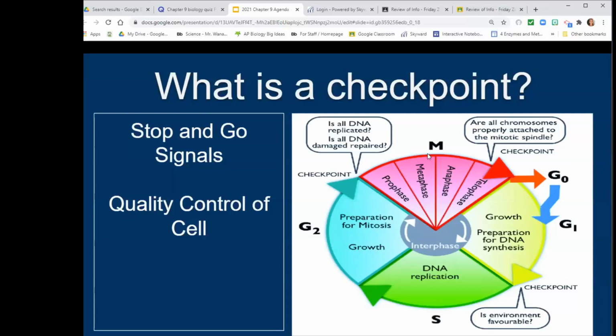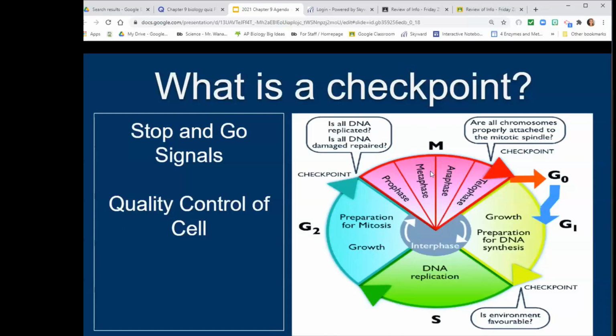The second checkpoint is at the end of G2. Have we replicated the DNA? Is there a copy of every single one of my chromosomes? And are they without error? If so, the cell proceeds. If not, it kicks it out and destroys the cell, apoptosis.